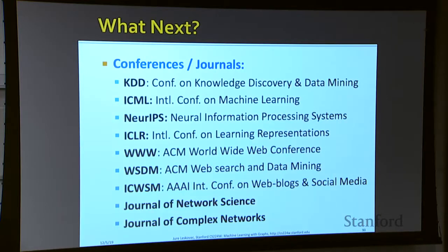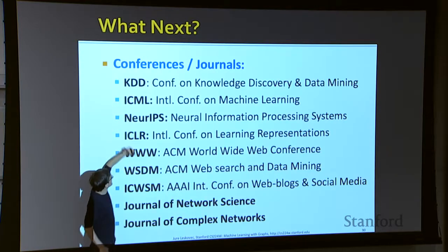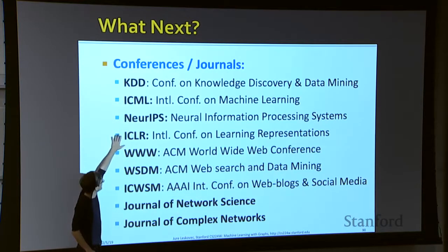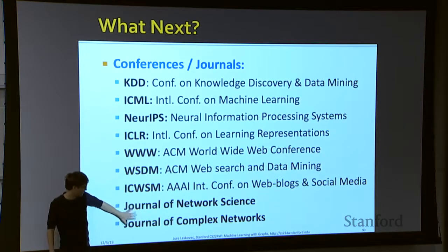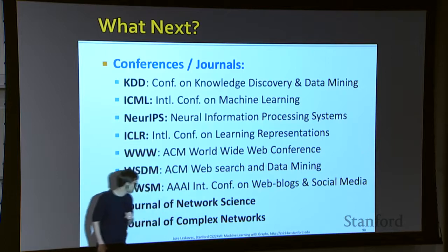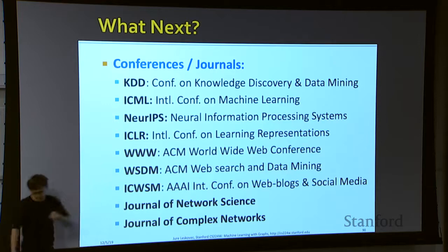What are good places to publish this type of research? There are data mining conferences like KDD, machine learning conferences like ICML, NeurIPS, ICLR, and then web and social media conferences like World Wide Web or WSDM. And then there are also dedicated journals that care about network science or algorithms for networks, like Journal of Network Science or Journal of Complex Networks. So that's a good overview.